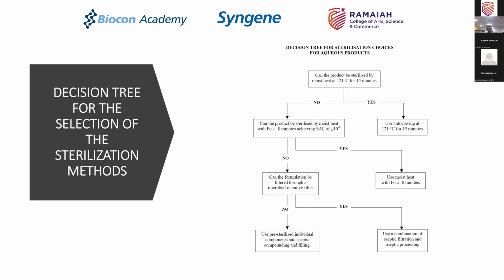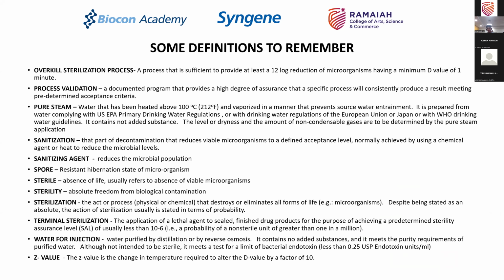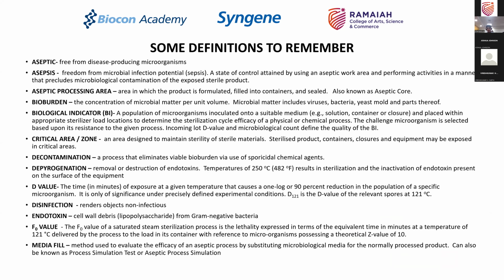F0, you have the definitions of the F0 here. F0 of a saturated steam sterilization process. Now, F is a value where you are looking at the change of the D value, which is the time in minutes of exposure at a given temperature that causes 1 log reduction in the specific microorganism. F0 is the value of the saturated steam process where lethality is expressed in terms of equivalent time in minutes at a temperature of 121 degrees centigrade.